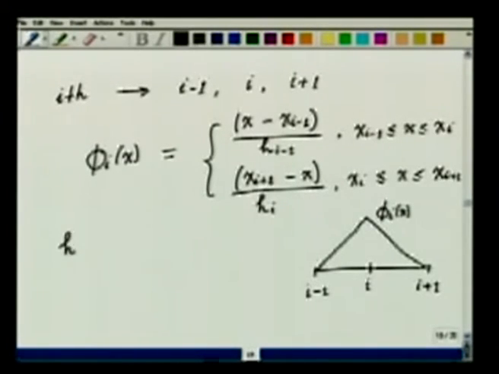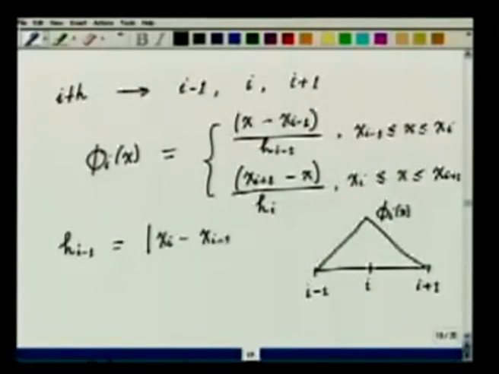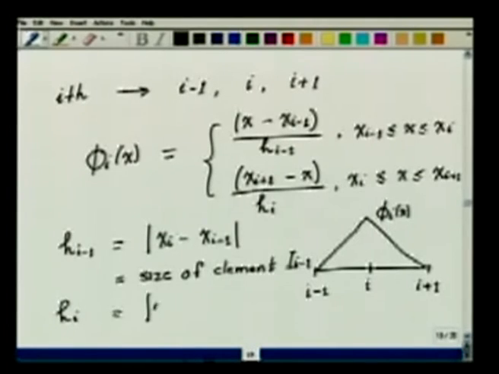So hi minus 1 is equal to xi minus xi minus 1. This is equal to the size of element I minus 1. Similarly, hi is equal to xi plus 1 minus xi, which is the size of the element I.